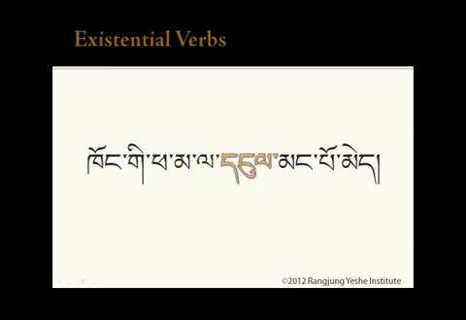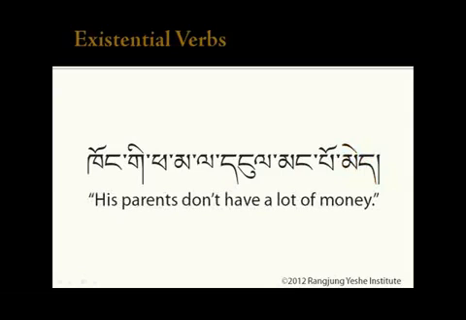Next we have ngul, which means money, followed by the adjective mangpo, many or a lot. So ngul mangpo, a lot of money. Then the verb me. So when we read this all together, we get his parents don't have a lot of money. Again, literally this reads, to his parents, a lot of money does not exist.